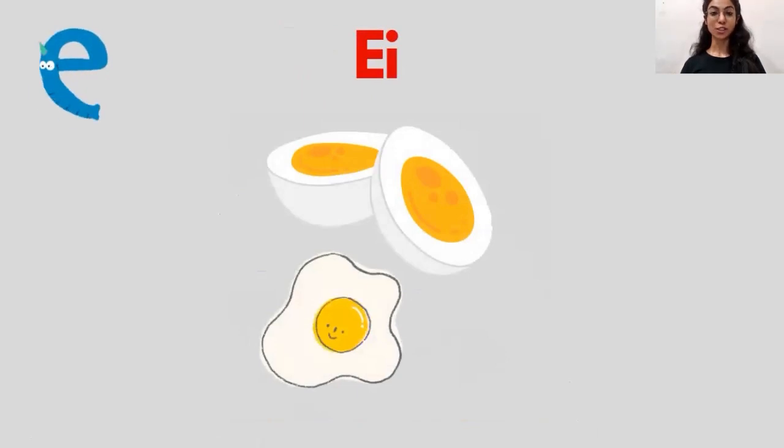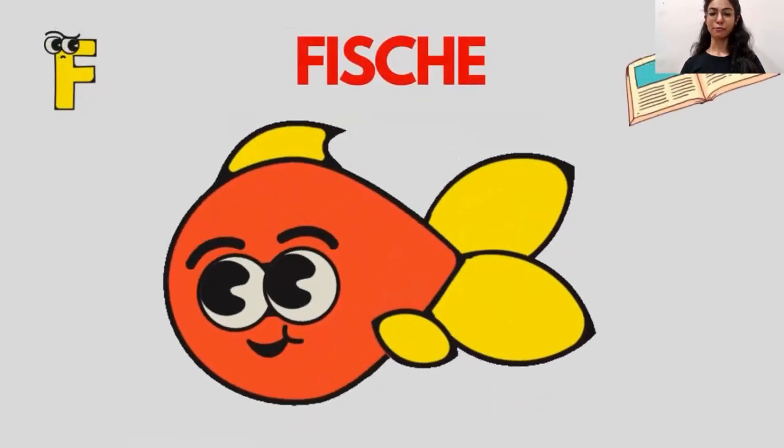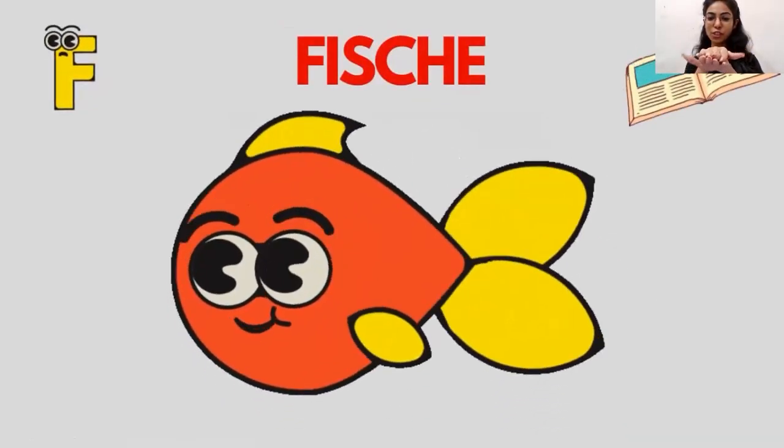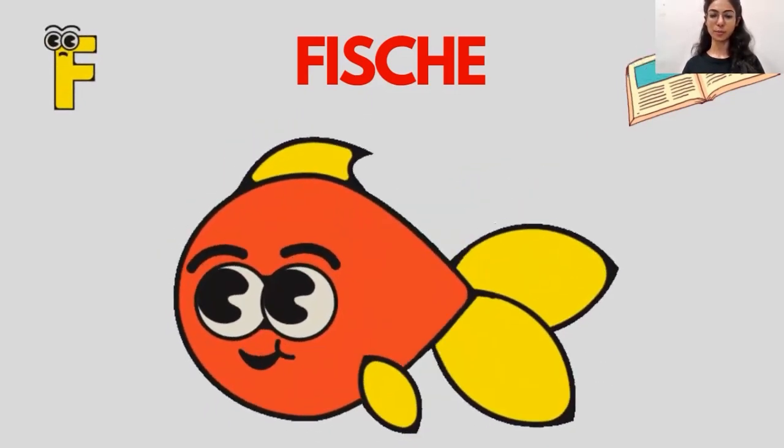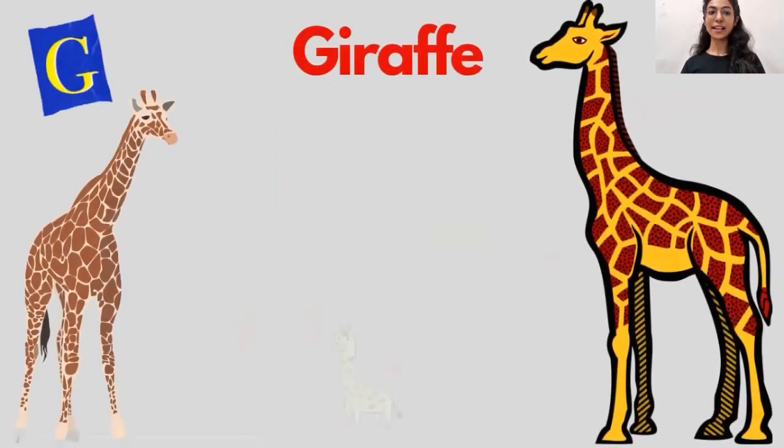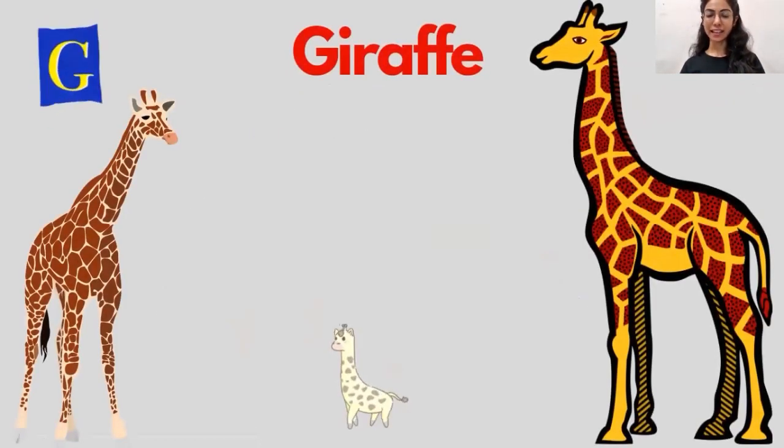Next is E in English, but in German, it's A. E is A. Next is F. F. Fisher. You know, F. It's F in German. Then it's G. G is gay in German. Gay. A, B, C, D, A, F, gay.